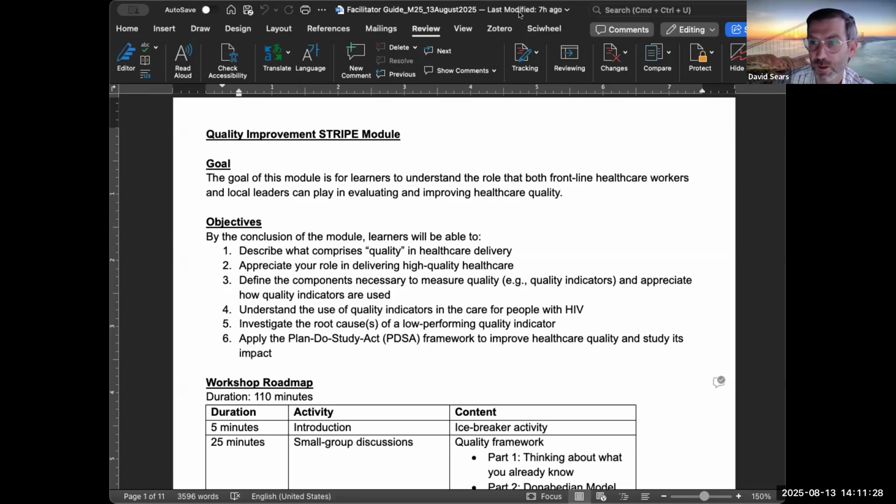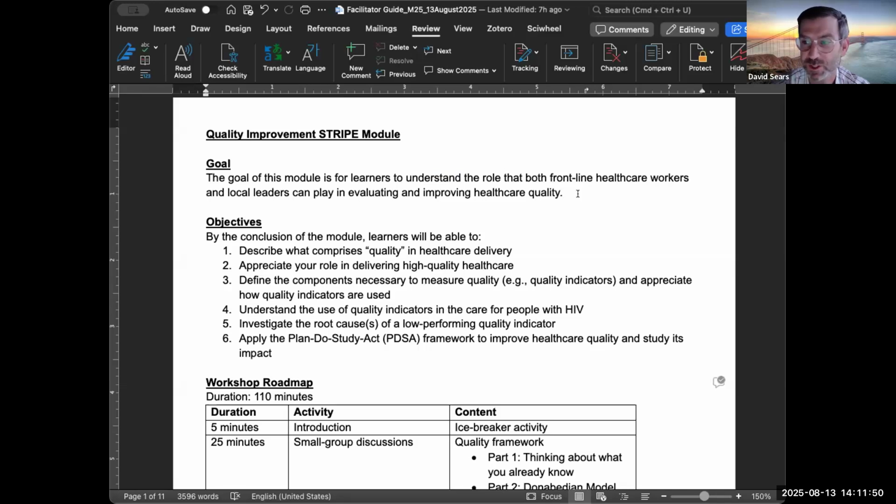workshops as well. So the goal of this STRIPE module, it's very different than a lot of our prior modules, which were very focused for the most part on specific disease presentations or clinical problems. But the goal of this module is for learners to understand the role that both frontline health workers and local leaders play in evaluating and improving healthcare quality.